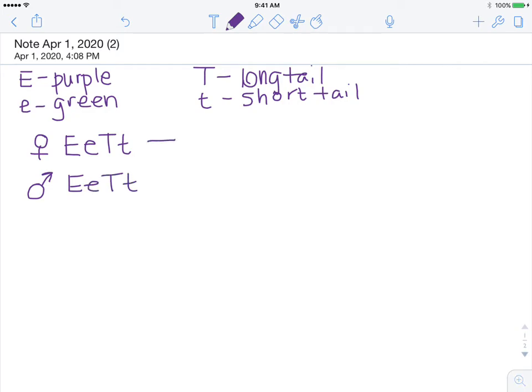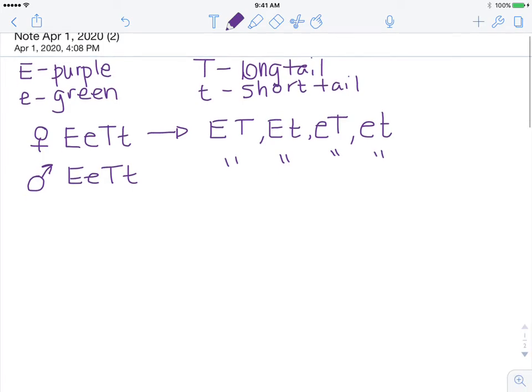So the first thing we need to do is figure out the possible combinations of the eye trait and the tail trait that could be in each of the gametes produced by each of these individuals. So they could have a gamete with a big E and a big T, or a big E and a little t. It could be a little e and a big T, or a little e and a little t. And the same goes for the male since he has the same genotype. So what we would do is set up our dihybrid cross to look something like this.